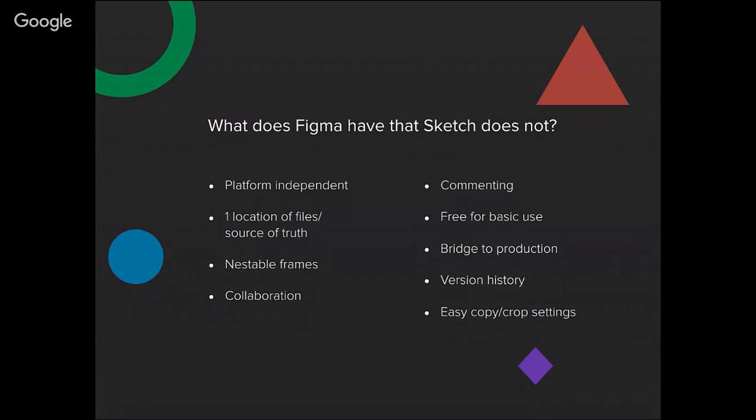The nestable frames is something that Sketch does not have. Collaboration features and commenting, I think, are not possible in Sketch. It's free for basic use, so everything that you saw me doing in the demo, except for the shared library, is free to use. I actually made that with a free account. And it has a code panel, which is a bridge to your developers. It has version history, and I've added this one also.